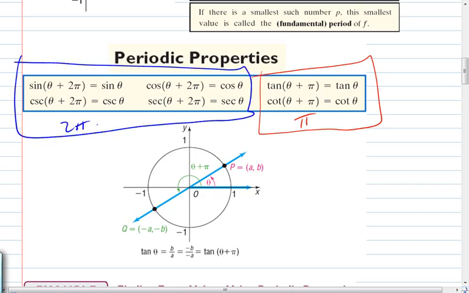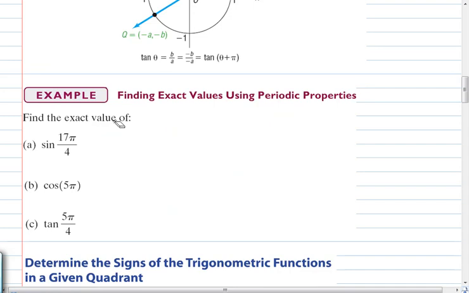That's the time it takes, or the measure of angle it takes, to go through one complete cycle. We can find the exact value of the trig functions by using the periods here. 17 pi over 4. What is 17 divided by 4? Somebody have a calculator? It's 4 and 1/4? I can say that this is going to be pi over 4 plus 4 pi. Well, this just means I'm going around the unit circle 2 times.